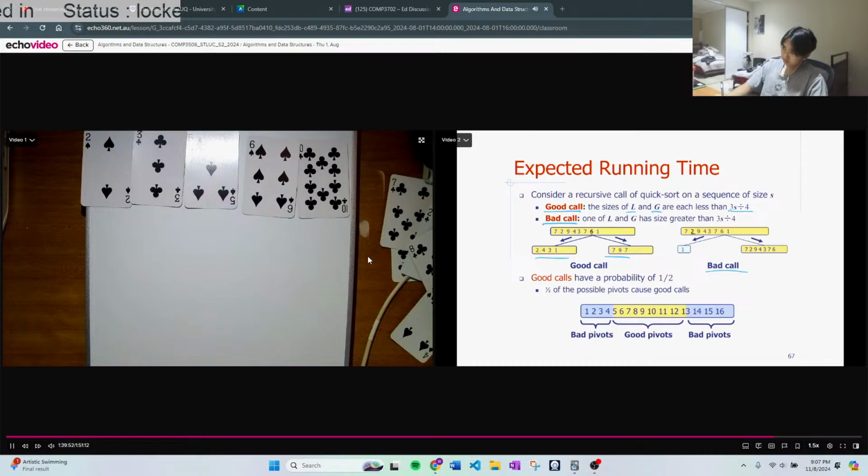Now, the cool thing about this arbitrary definition of good or bad, and this comes back to the randomization question, is that because we said about 3/4 on one side and a quarter on the other is good enough, that means that about half of the pivots are good pivots. About half of the possible elements in the list will give you this behavior, okay? Don't forget this: the sizes of L and G are less than 3s divided by 4.